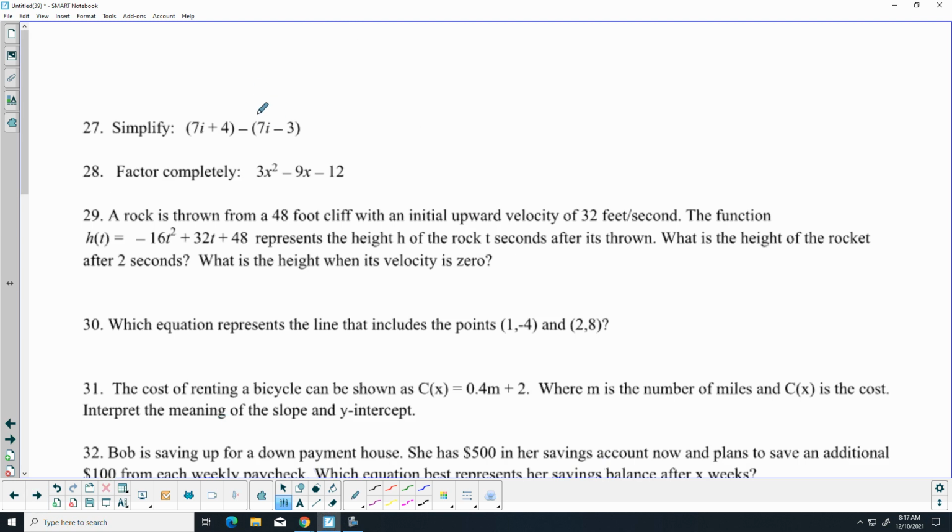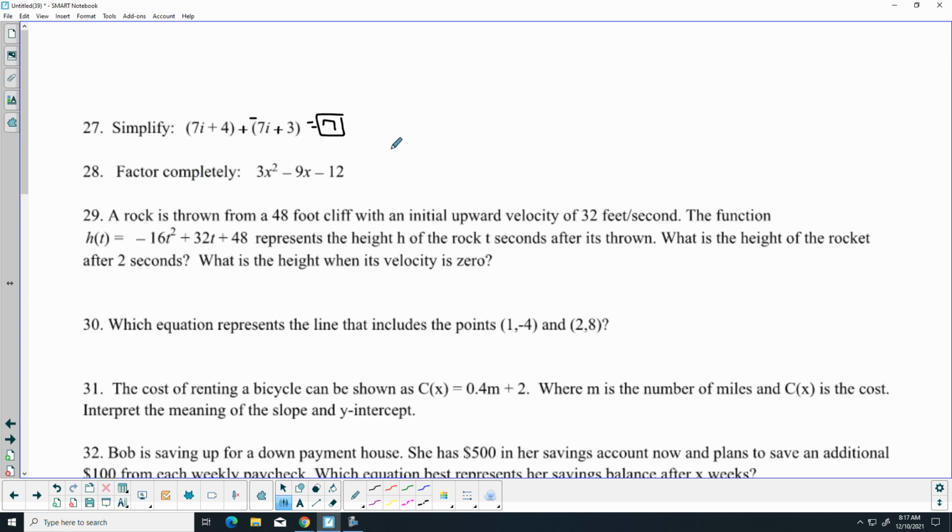All right, on this one, I'm just going to distribute that negative sign and then combine my like terms. 7i and negative 7i cancel. 4 plus 3 is 7.